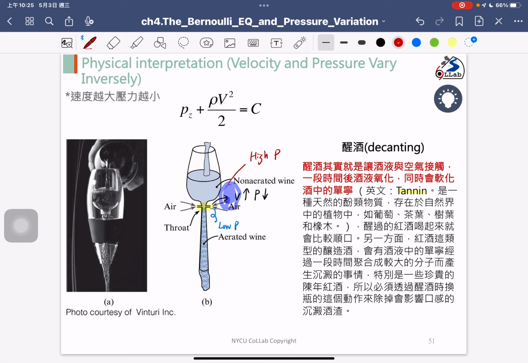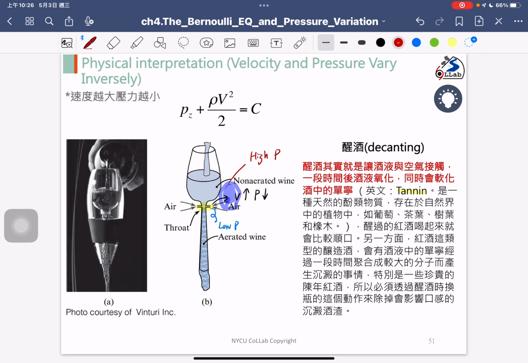So that's why in the decanter there is a small hole that will have the highest velocity, resulting in a lower pressure environment. And the environment atmosphere is a high pressure region. So the higher pressure region air will flow inside the lower pressure region very quickly. So that will speed up the decanting behavior. So that's why we call that the decanter, 醒酒器. That will just mix the wine with the air quickly. Okay, that's the idea. So that's a very simple idea.